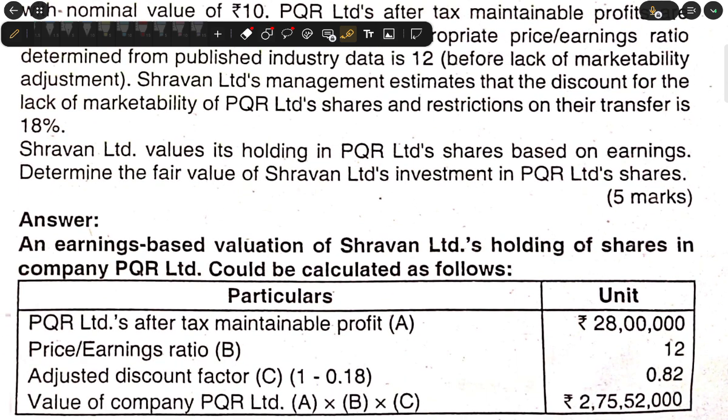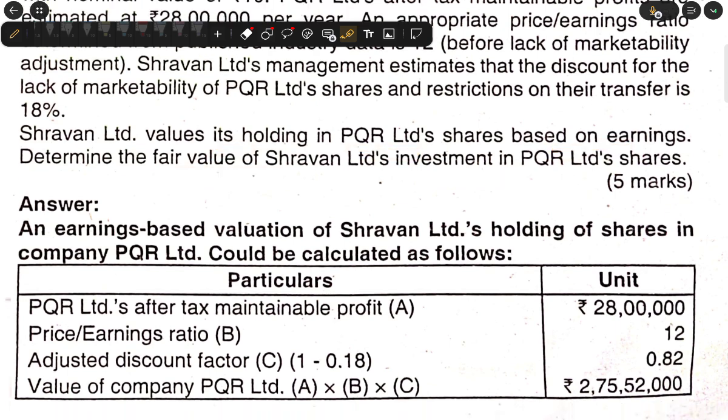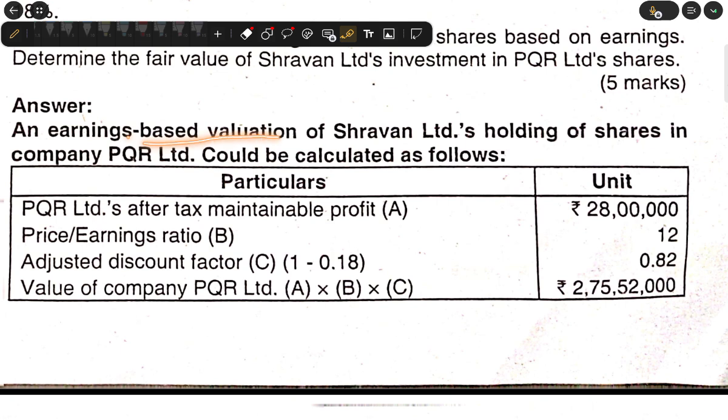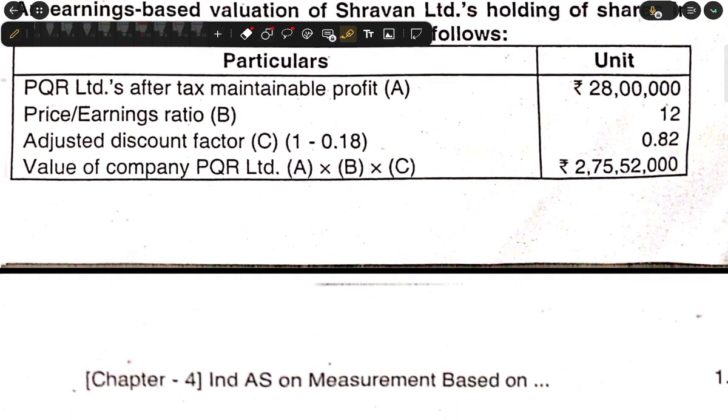Determine the value of Sherwin Limited's investment in PQR based on its earnings. Sherwin Limited holds shares in the company PQR. The after-tax maintainable profit of PQR is 28 lakhs, the price earning ratio is 12, and the adjustment discount rate is 18 percent, so the factor is 0.82. So 28 into 12 into 0.82 is 2 crore 75 lakh 52,000.